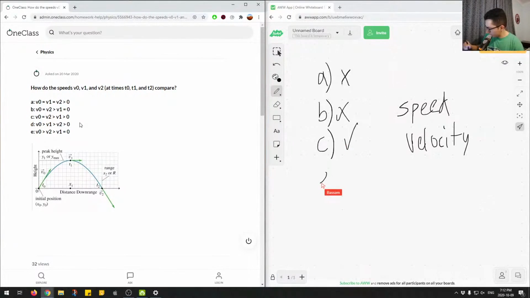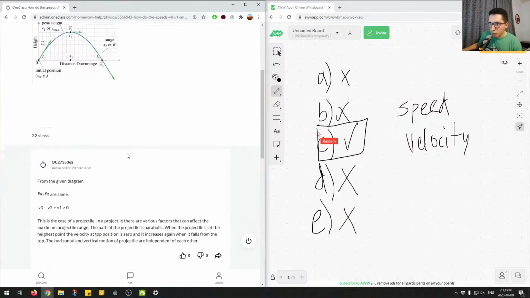Let's double check D. For D, we have v0 is greater than v1 is greater than v2 is greater than 0, so we can say that's not true because v0 equals v2, so D is incorrect. And then finally for E, v0 is greater than v2, which is greater than v1. So they kind of rearranged it here, and this doesn't make any sense because we know v0 is equal to v2. So we have C is the correct answer.